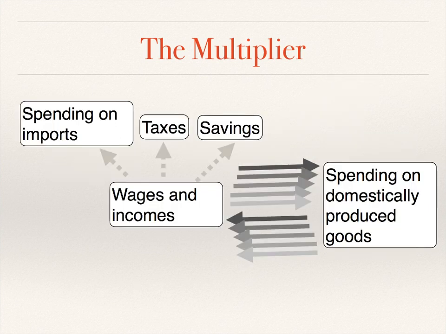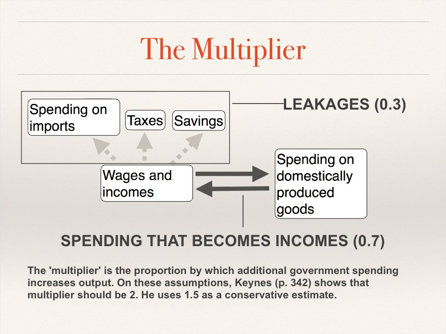So let's move things around a bit. We have wages and incomes generated by the government spending. Some of them is going to go away in these different directions. But some of it's going to be spent on domestically produced goods. And then you can kind of see that this goes on, right? That there's a first round, and then a second round, and a third round, and maybe the effect fades each time because some of the spending is leaking away in this direction, but depending on how much goes through, you get an ongoing effect.